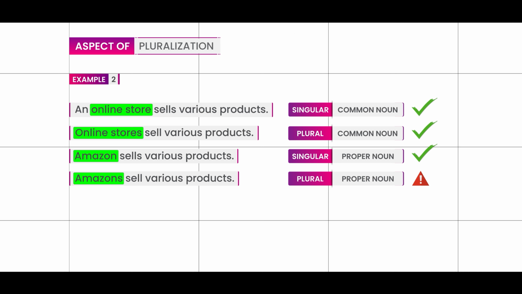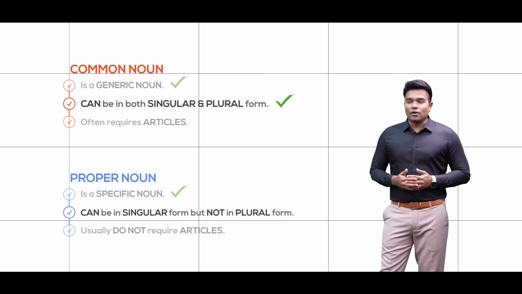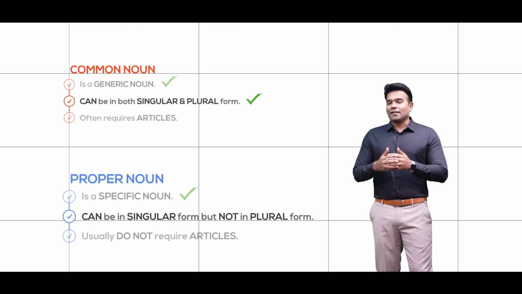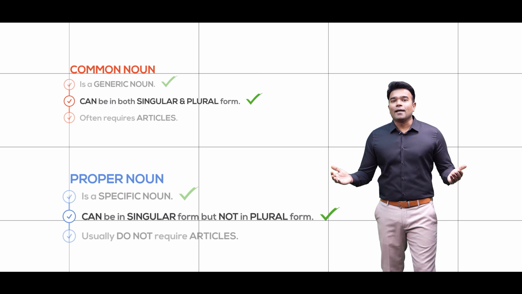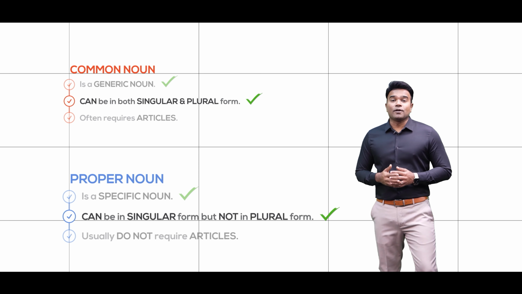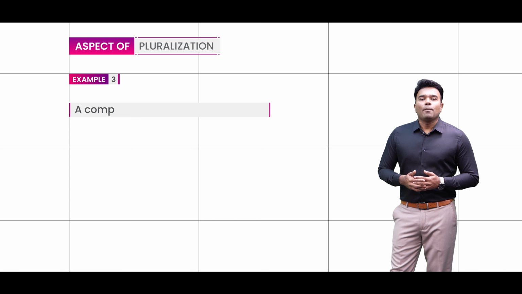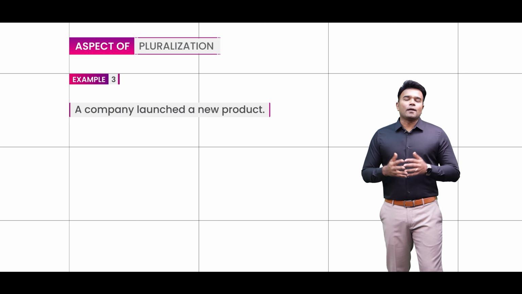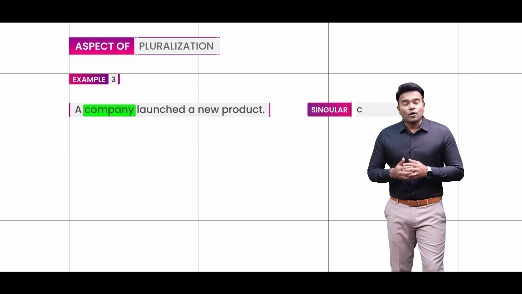And again, through this, what you have been able to understand is that the common noun can exist in both the singular and the plural forms, but the proper noun can exist only in the singular form and not in the plural form. Anyway, let me give you one final example to substantiate this. Have a look at this sentence. A company launched a new product. Well, you know that the word company happens to be the singular common noun.